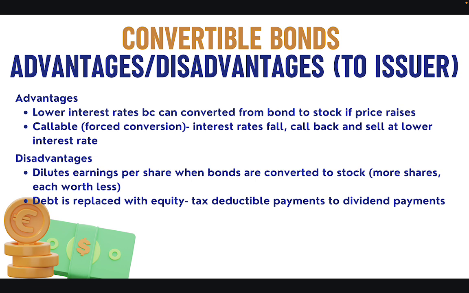And another advantage of a convertible bond is it's callable. And it's a forced conversion. So if the interest rates fall, the issuer can call it back and sell it at a lower interest rate. Remember, the interest rate is the payment that the issuer has to make on the bond. So if the interest rates drop, the issuer can call these back or have a forced conversion and then resell them with a lower interest rate. Makes sense.